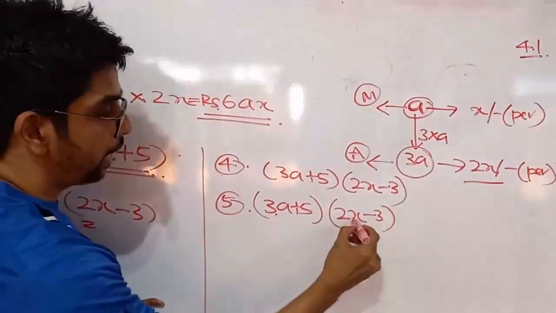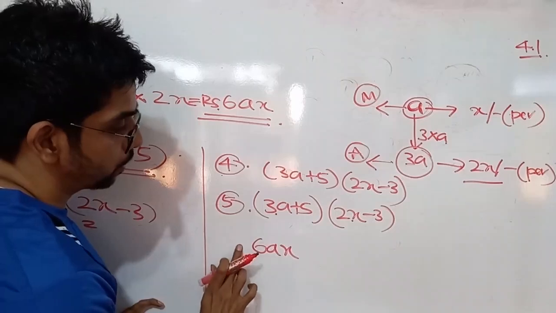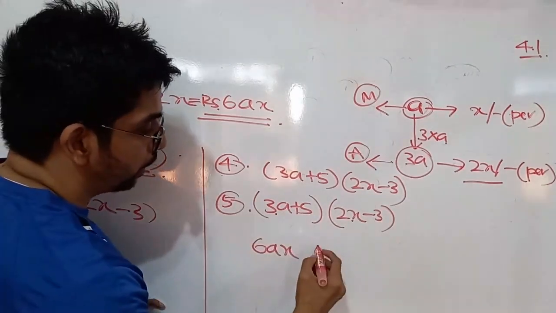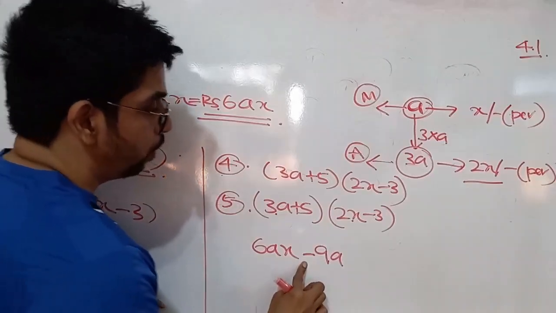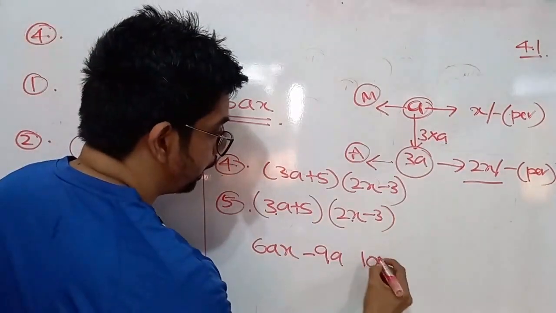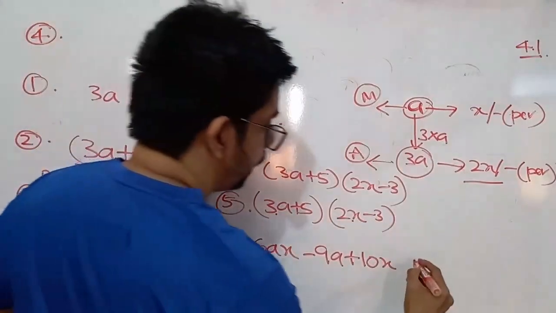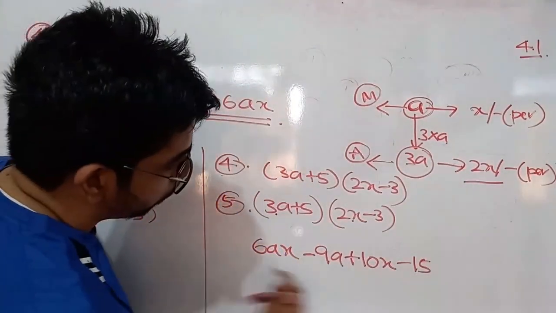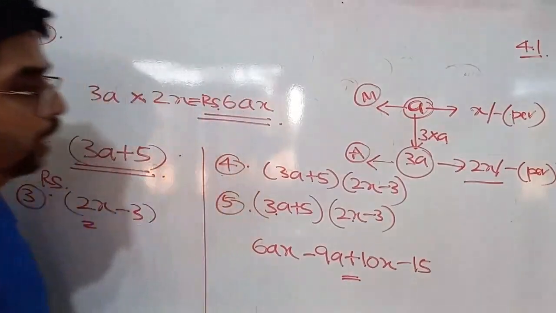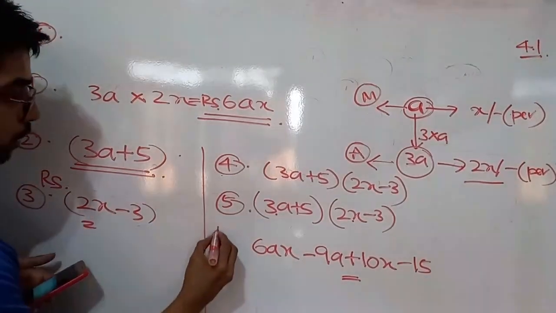3a plus 5 into 2x minus 3. So 3a into 2x, we know that is 6ax. That is positive. 3a into negative 3, that is negative 9a, since positive into negative is a negative. 5 into 2x is 10x, positive into positive is positive. 5 into 3 is 15, and that is negative. Right. So we cannot simplify this anymore. So those are the answers for question number 4. And this should be what?